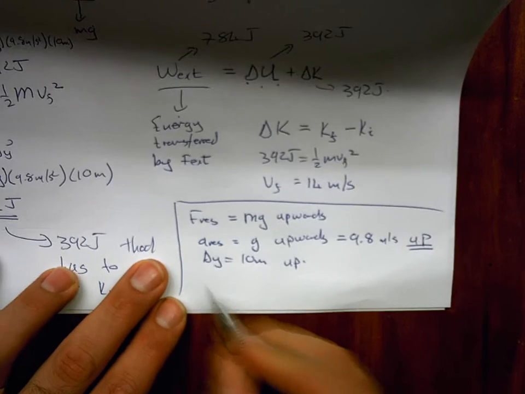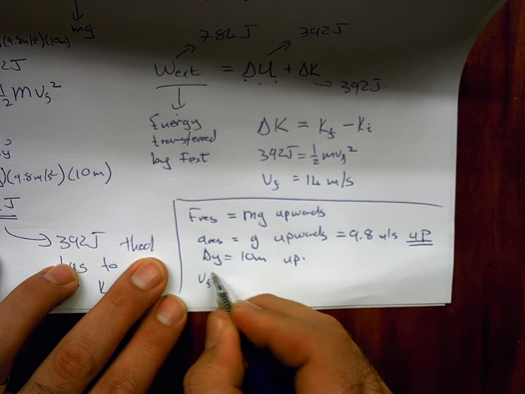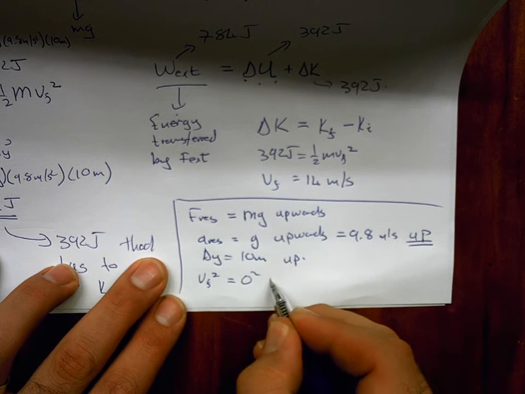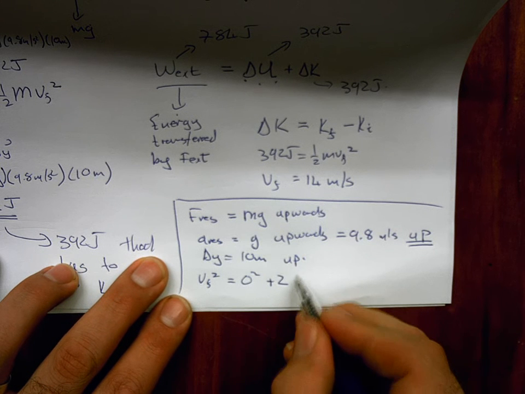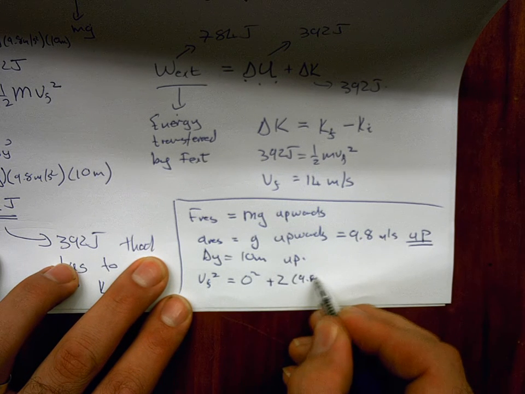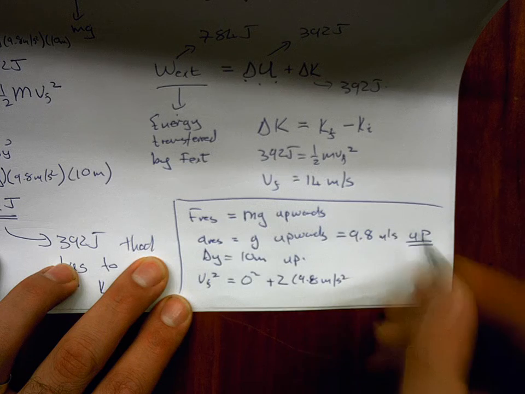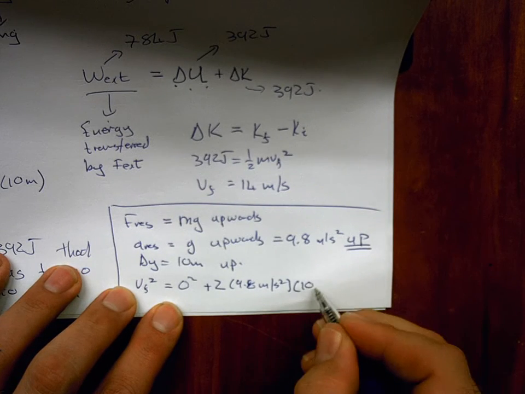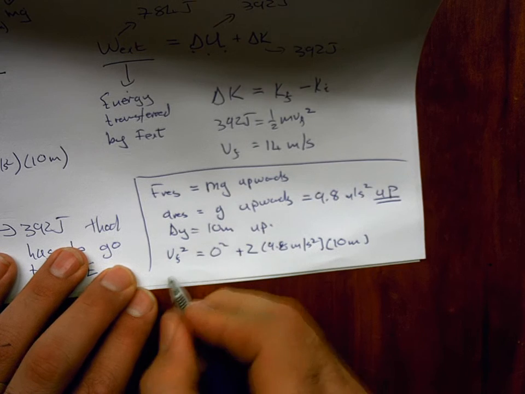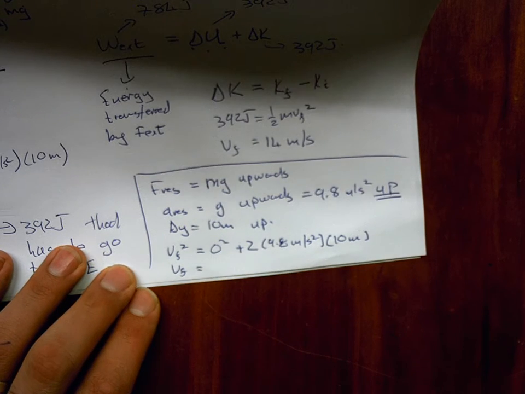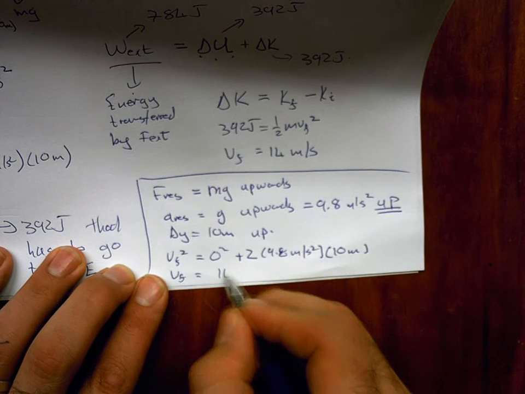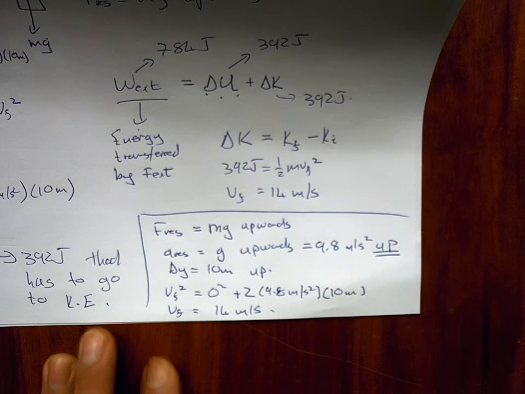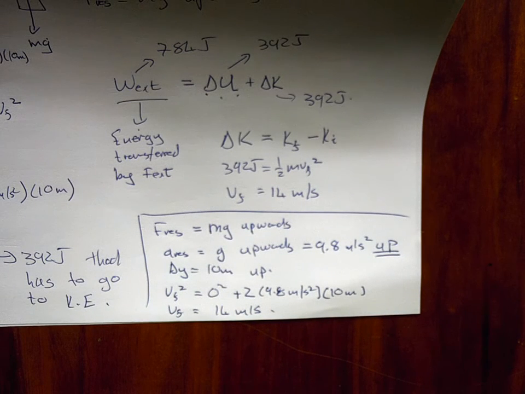So we can use this equation of motion: v final squared is equal to v initial, which is 0, plus 2 times the acceleration, which is 9.8 meters per second squared upwards, times our displacement. And if you put in the numbers, you find that the final velocity is indeed 14 meters per second. So we've got two completely different theories telling us exactly the same answer.